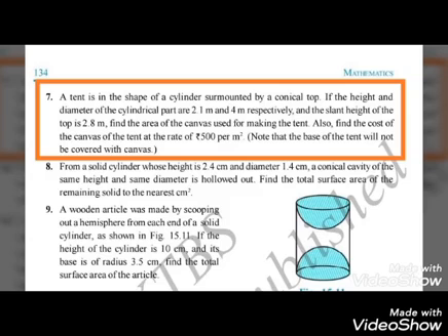Question number 7. A tent is in a shape of a cylinder surmounted by a conical top. If the height and diameter of the cylindrical part are 2.1 meter and 4 meter respectively, and the slant height of the top is 2.8 meter, find the area of the canvas used for making the tent. Also find the cost of the canvas tent at the rate of rupees 500 per meter square. Note that the base of the tent will not be covered with the canvas.